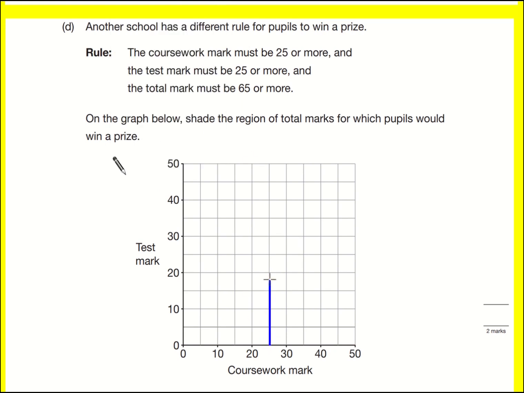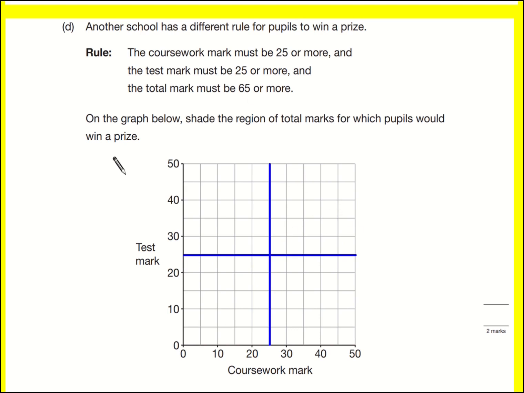Right, so let's first of all look at the coursework mark. So this is where it's going to equal 25, this vertical line. And so for it to be more than 25, it's going to be everything to the right. I'll just bear that in mind. And then the same goes for the test mark. For this, they've got to have more than 25 test marks. So it's got to be everything above. So at the moment, we're in this square over here.